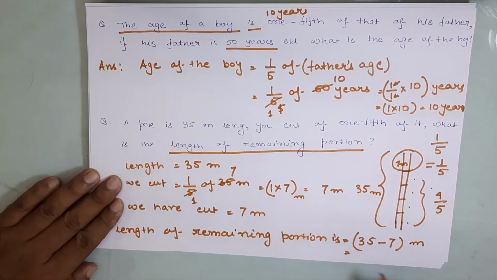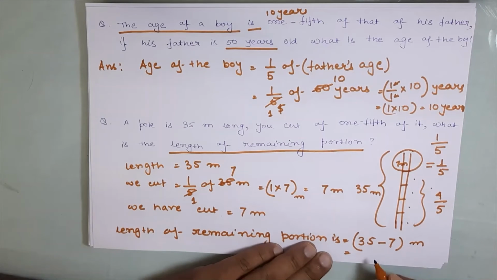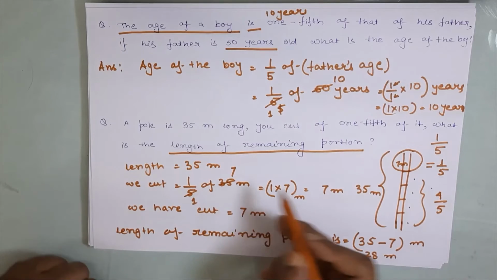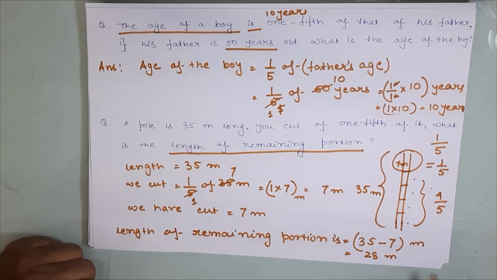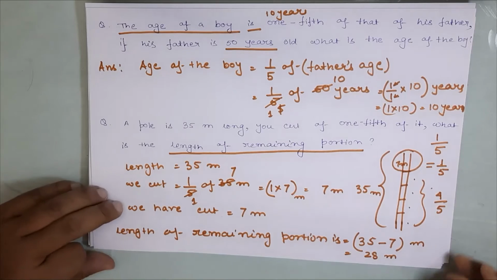meter. If you do the subtraction, please do it at home in your rough copy and try it out. It will be 28 meter. So yes, the length of the remaining portion is 28 meter. You have to properly write while drafting the answer. The answer is: length of remaining portion is 28 meter.